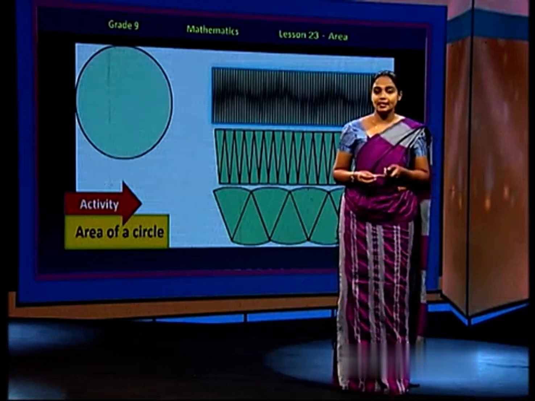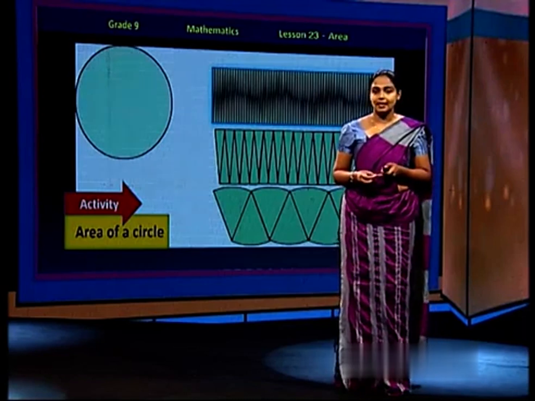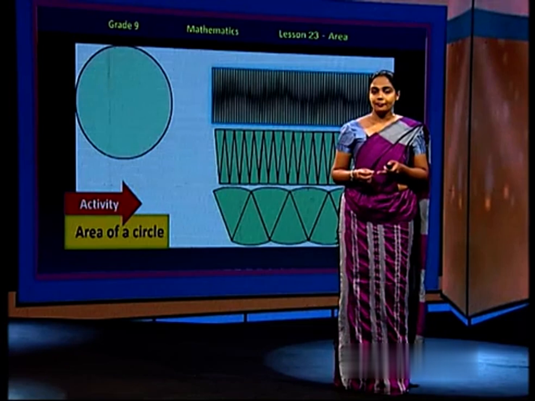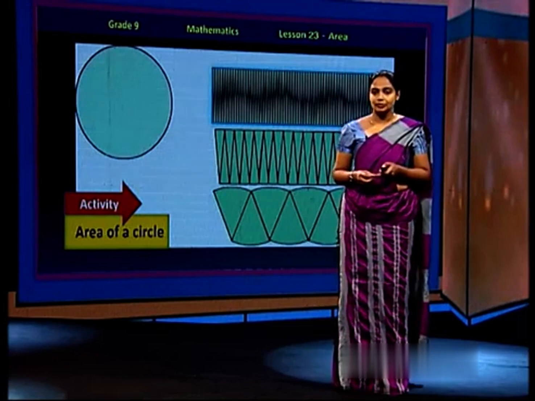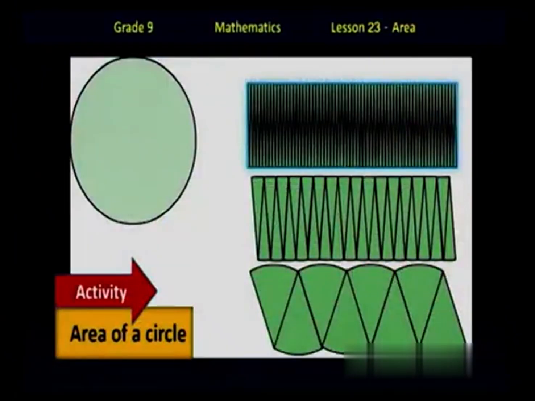The circle is divided into sectors, and using all the sectors, these diagrams are formed. If the circle is divided into tiny small sectors, then we can form a rectangle. It's just like a rectangle. I think all of you could understand it. Let's see what is happening there.